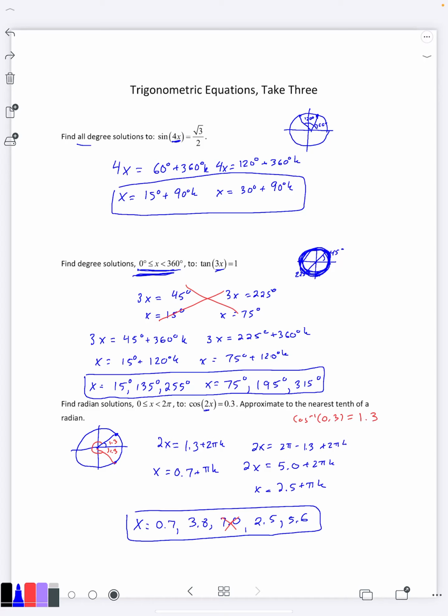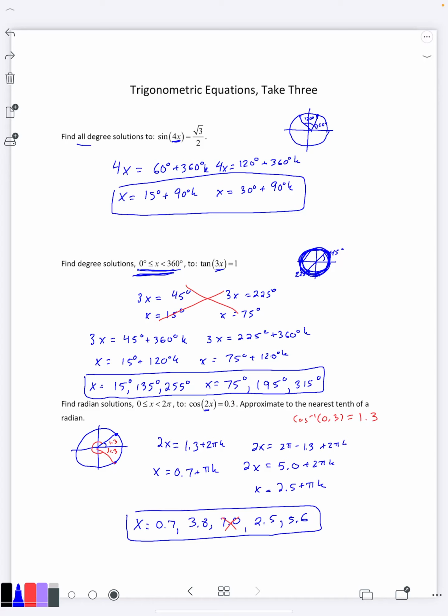So again, when you're doing multiple angles, even if they don't ask you to find all solutions, you should pretend it's an all solutions problem. Add on your 360k or your 2 pi k. Then divide by whatever it takes for your all solutions to get back to the regular problem, which is x equals something plus 90k, or 120k, or pi k. And then if they're asking you only for solutions in say 0 to 2 pi, then you start plugging in the values of k until you get outside of that range.